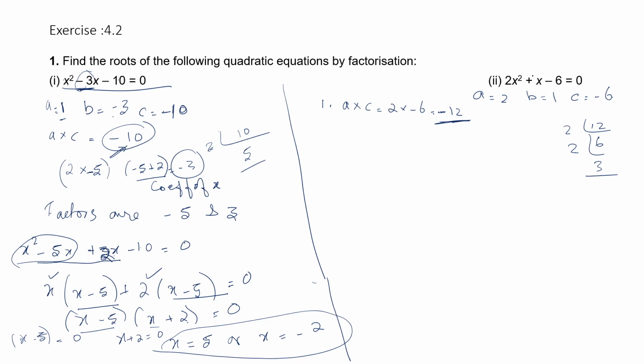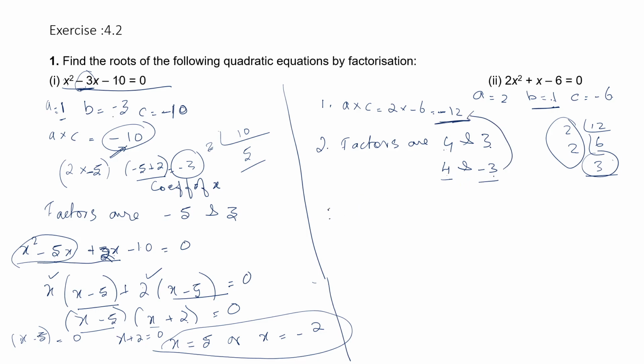So what is the coefficient of x? It is b. I have to split these factors in such a way that I should get 1 as the answer, right? So what are the factors I will split? 4 and 3. Okay, so the factors are 4 and 3. So what if I do 4 plus 4 and minus 3? I will get 1. And if I multiply these two, I will get -12. So the factors are 4 and -3, right?